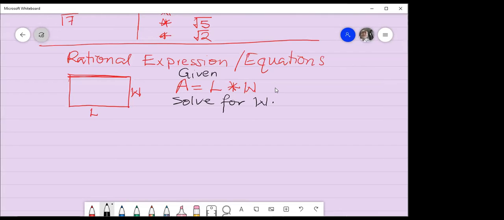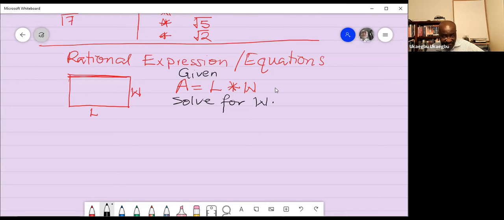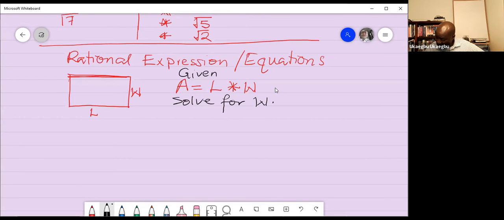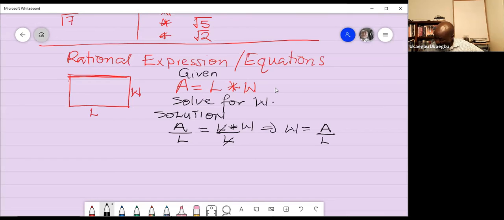Okay, go ahead and say what you have. Area. W equals A divided by L. Thank you. So the solution is A divided by L equal to L multiplied by W divided by L. So you're just dividing both sides by L because you want to isolate W. And you end up having that W is equal to the area divided by the length. Okay?